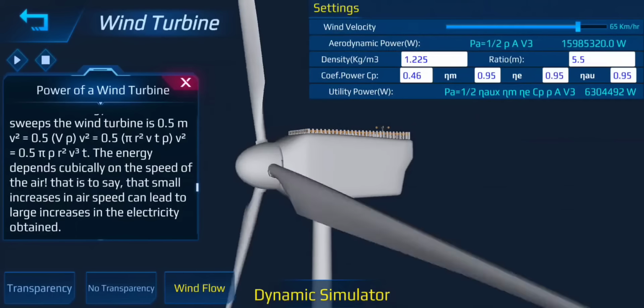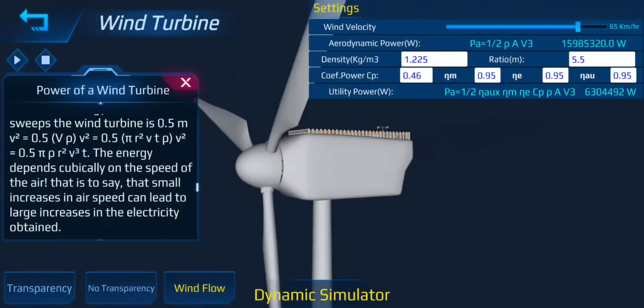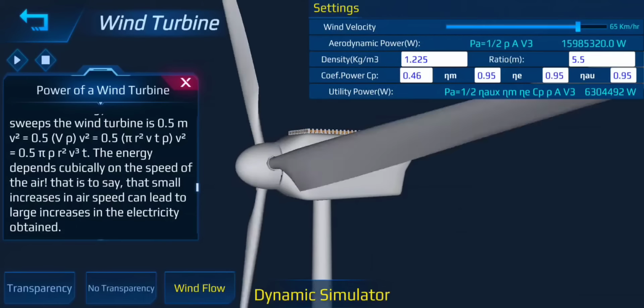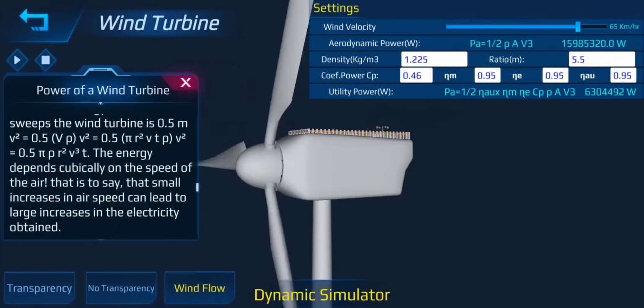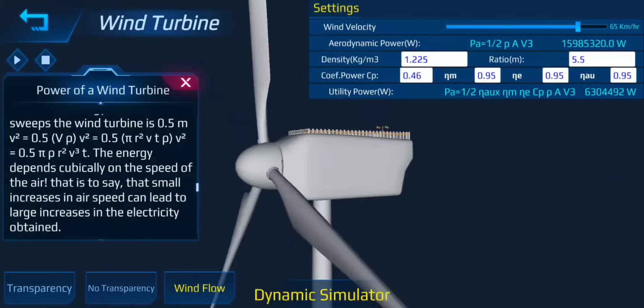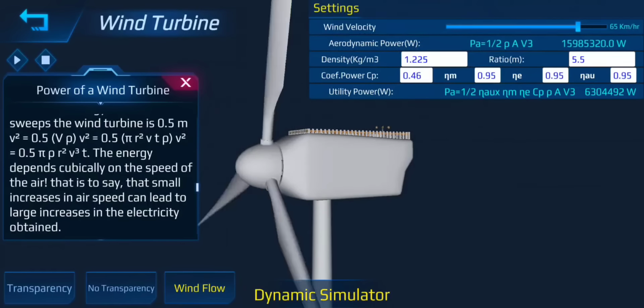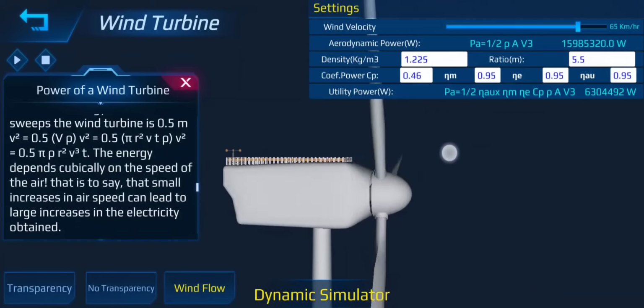The kinetic energy of the air that sweeps the wind turbine is 0.5 m v squared equals 0.5 V rho v squared equals 0.5 pi r squared vt rho v squared equals 0.5 pi rho r squared v cubed t. The energy depends cubically on the speed of the air. That is to say, small increases in air speed can lead to large increases in the electricity obtained.